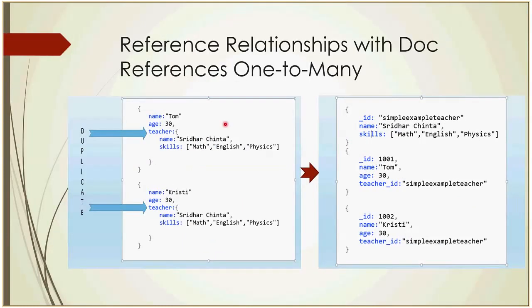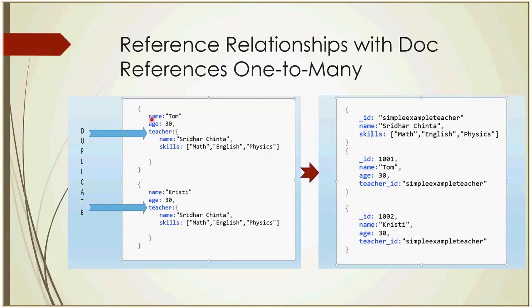So if you look at the left hand side of this document, I have two students, Tom and Christy, and the name of the teacher is Sridhar, and his skills are math, English, and physics. Typically you don't want to duplicate the teacher information too much, because it may change tomorrow. My skills may change to English, or I'm not interested in maths and physics anymore. English and poetry, maybe, whatever that is.